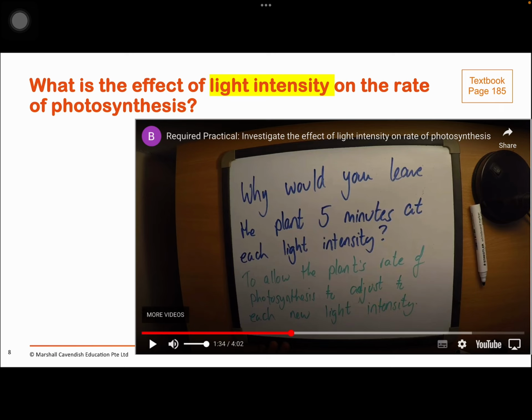So what does that mean, to allow the plant to adjust to each light intensity? At the start of each new light intensity, it will bubble a lot, because the rate of photosynthesis has not stabilized at each of the new light intensity. So we do not want to get a false result on the rate of photosynthesis in the first 5 minutes. So we let the plant stabilize and calibrate itself to the new light intensity.